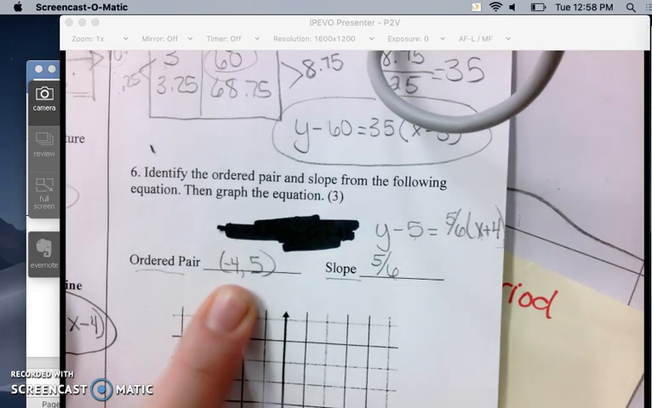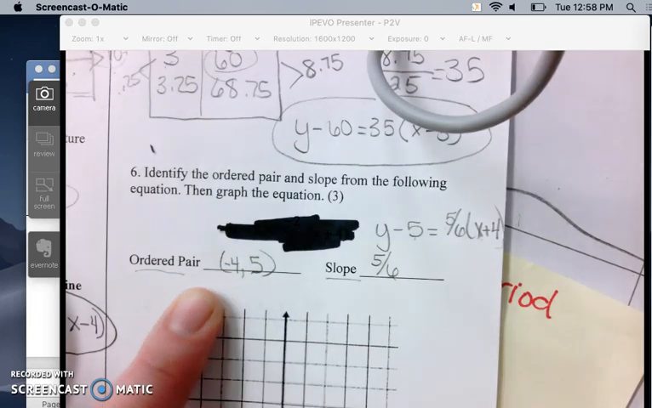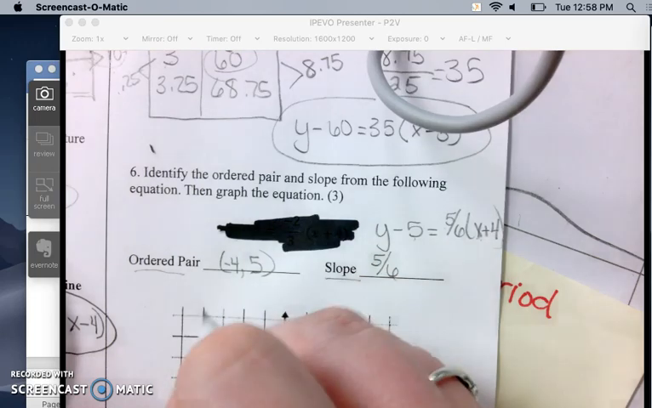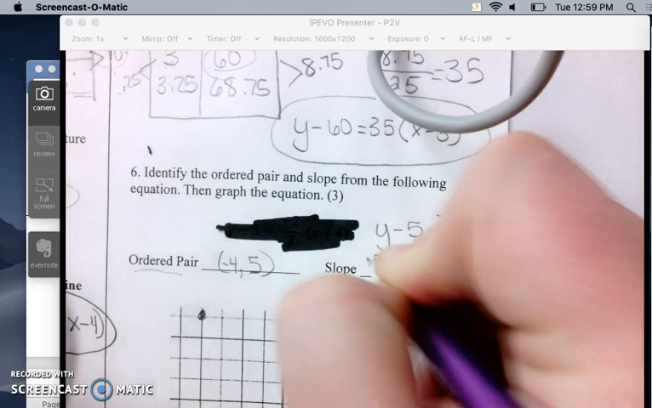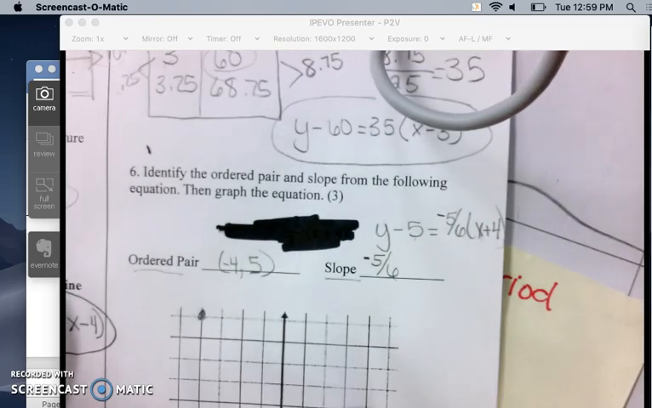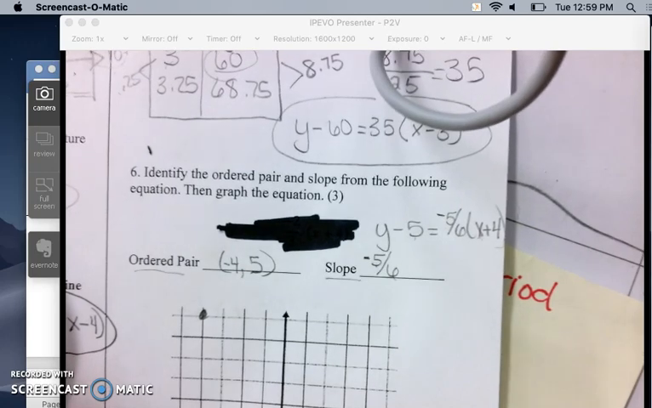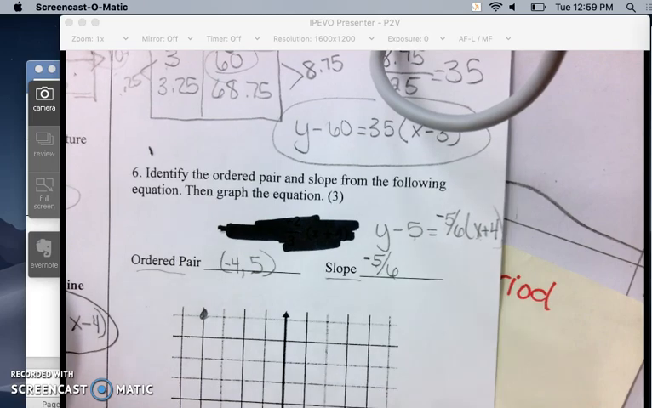You need to plot this point. So from my origin, I go negative 4, 1, 2, 3, 4, and up 5. 1, 2, 3, 4, 5. Okay, we're going to pretend like this is a negative because it'll just be easier. So now if I have a negative number, my first number I go down. 1, 2, 3, 4, 5. And then my second number I go to the right. 1, 2, 3, 4, 5, 6.